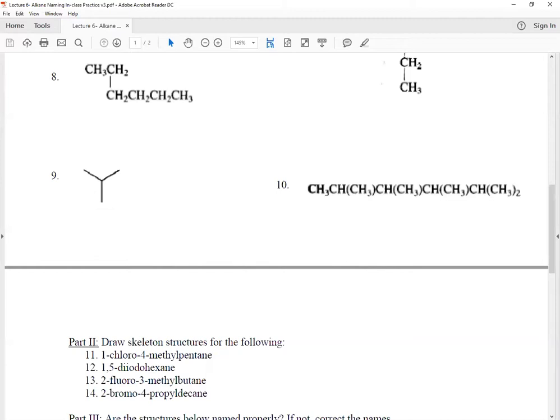Do you see where that one comes from? We good on that one? Yep, I drew it different. Do you see how we got from this to this? Anytime you see anything in parentheses, just know that it's on the carbon immediately next to it. So this is on the carbon here, this is on the carbon here, and then there are 2 of them on this carbon.